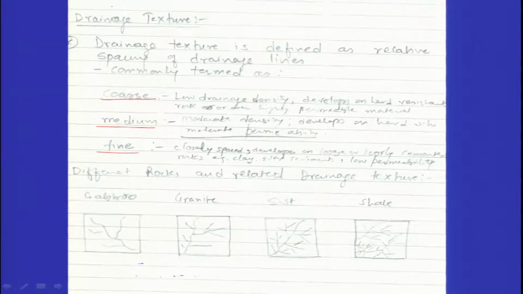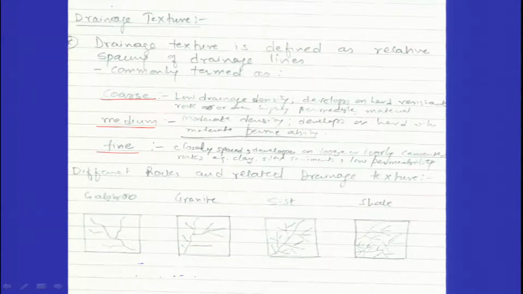Then you have medium, moderate density that develops on hard rock with moderate permeability. Fine, closely spaced density develops on loose or poorly cemented rocks, like clay and silty sediments, with low permeability. Okay. So, what does that indicate?